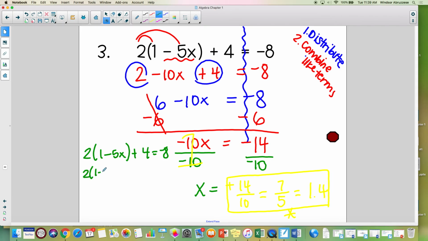You just substitute it in: 2 times the quantity of 1 minus 5 times 1 4/10, plus 4 equals negative 8. And when you simplify it out, you will get negative 8 equals negative 8, which means that you did your problem correctly. So now try the next few problems on your own on multi-step equations.